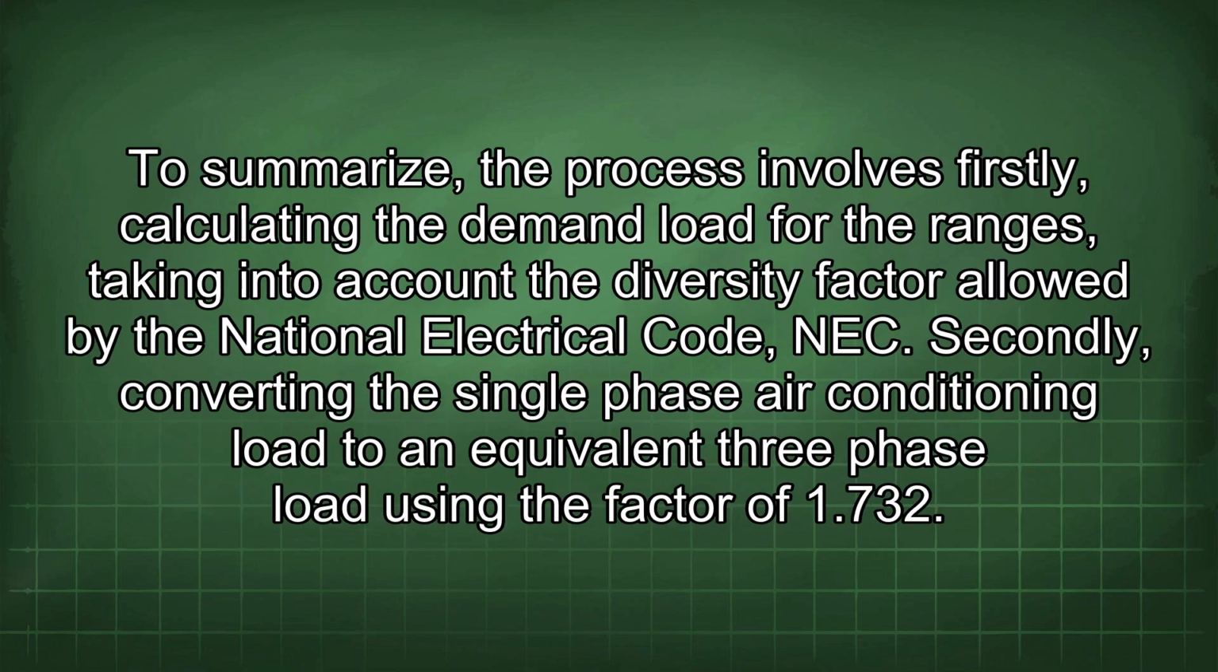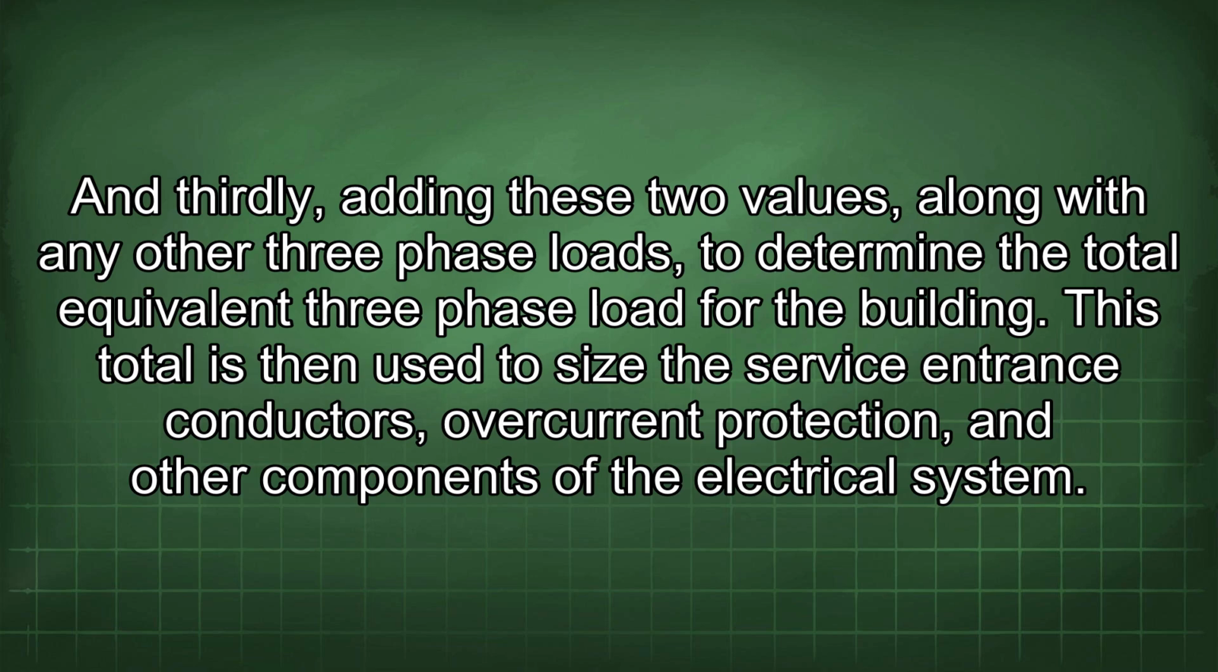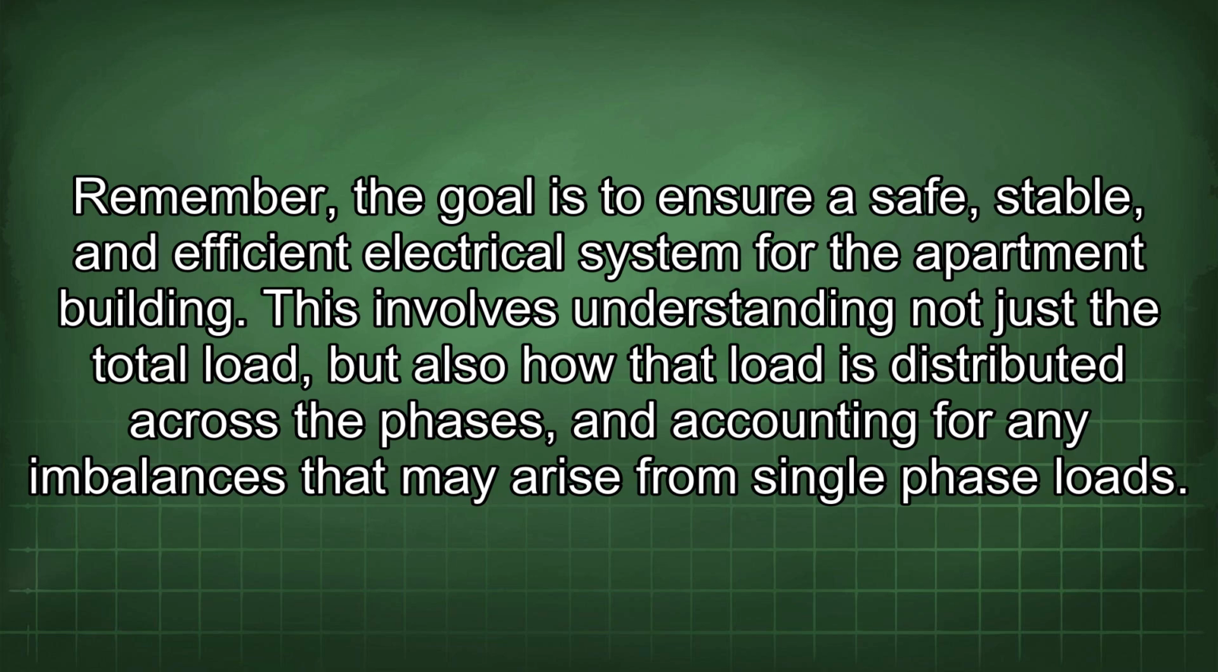To summarize, the process involves firstly calculating the demand load for the ranges, taking into account the diversity factor allowed by the National Electrical Code (NEC). Secondly, converting the single-phase air conditioning load to an equivalent 3-phase load using the factor of 1.732. And thirdly, adding these 2 values along with any other 3-phase loads to determine the total equivalent 3-phase load for the building. This total is then used to size the service entrance conductors, overcurrent protection, and other components of the electrical system. Remember, the goal is to ensure a safe, stable, and efficient electrical system for the apartment building.